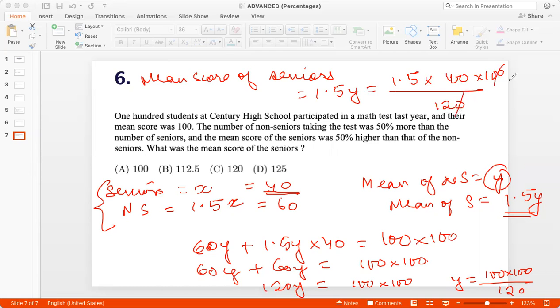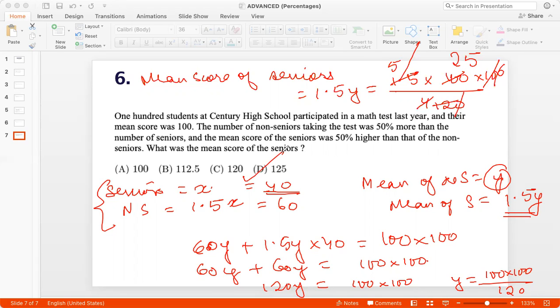The zeros cancel. I can take out this 0 and remove this. So 3 5s are 15, 3 4s are 12, 25. 25 into 5 is 125. So the mean score of seniors is 125, right?